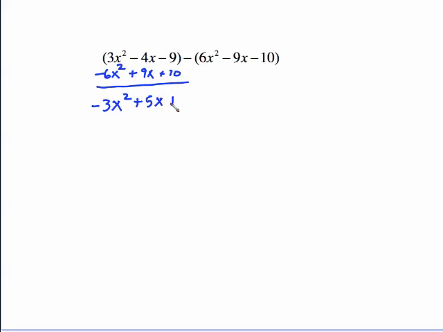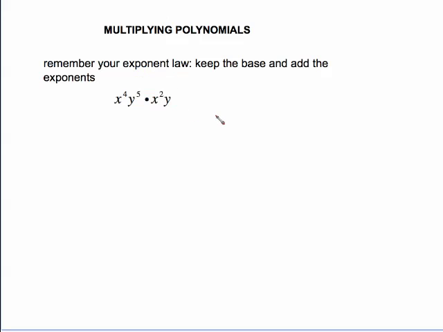And negative 9 plus 10 is positive 1. So that's the addition and subtraction story. Pretty easy. You're just combining like terms. Multiplying is a little more complicated, but not difficult at all.